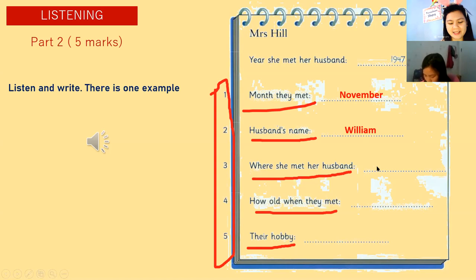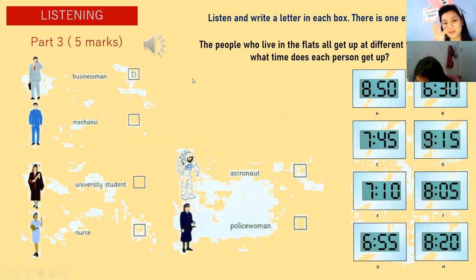Okay, how old when they met? 11 years old. And what are their hobby? Fishing on the lake. All right, very good. Huh? You got it all correctly. Now write your score for part two. You got 5 points.